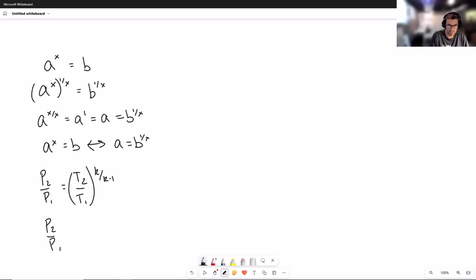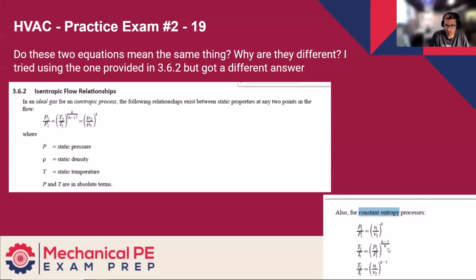So this one becomes P2 over P1 raised to the k minus 1 over k. And then on the right side, I'll skip the details here, but it's going to be T2 over T1 raised to the k over k minus 1 raised to the k minus 1 over k, such that the multiplication of those two fractions results in 1, and we just have T2 over T1 raised to the 1, which is T2 over T1 by itself. And now we'll check. We should have P2 over P1 raised to the k minus 1 over k. And yes, we do.